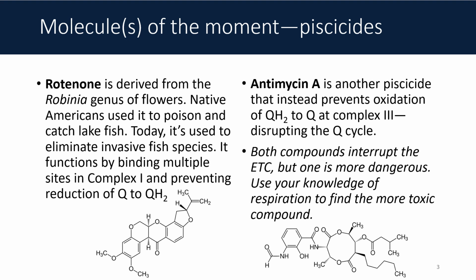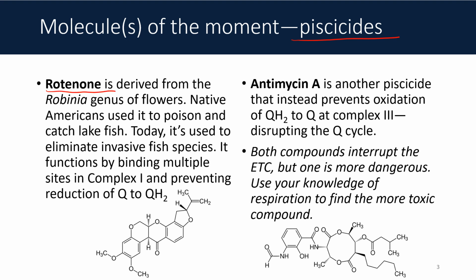Today's molecule of the moment is a class of poisons known as pesticides. These are fish poisons, and I suppose it's kind of like a multiple choice. The question that I'm about to ask you: I'm going to describe two different pesticides to you, and I want you to infer which one is more toxic based off the way it inhibits the electron transfer chain. So let's start with rotenone.